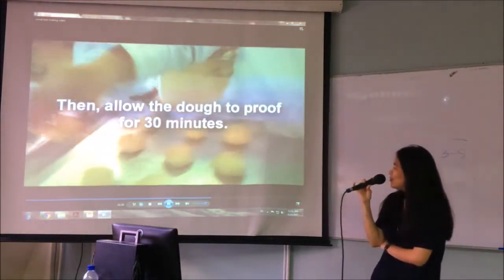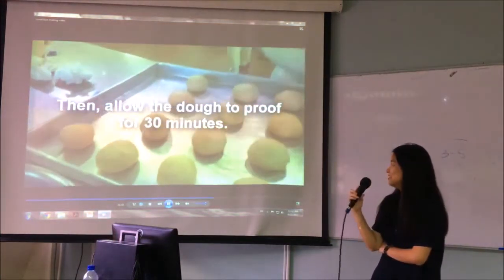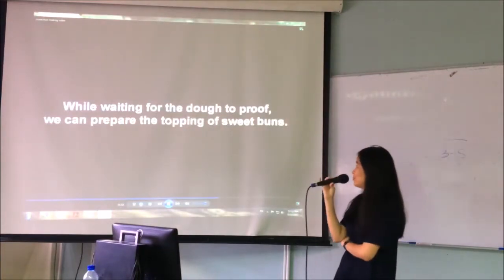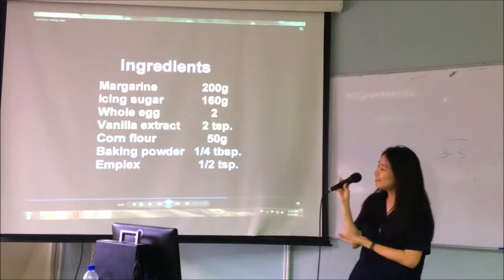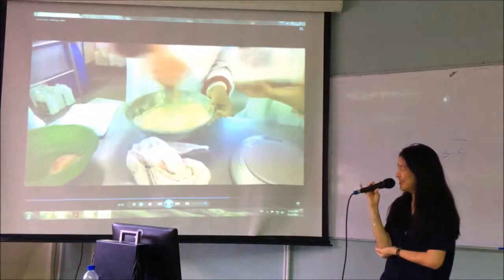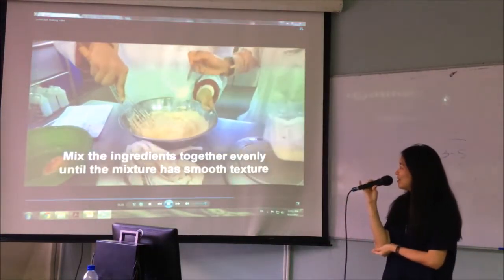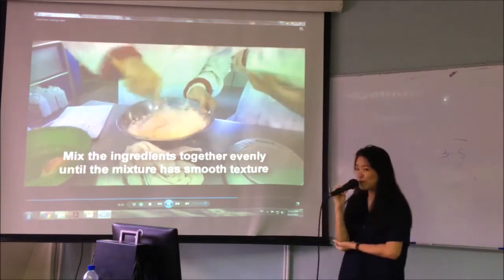And then allow the dough to proof for 30 minutes. While waiting for the dough to proof, we can prepare the topping of the sweet buns. So these are the ingredients. Mix the ingredients together evenly until the mixture has a smooth texture.